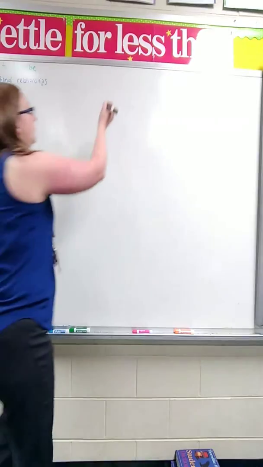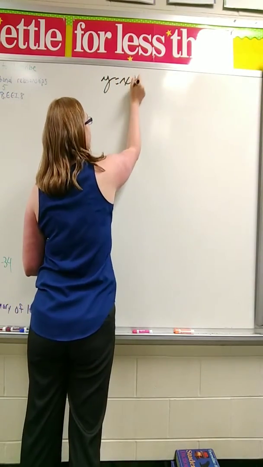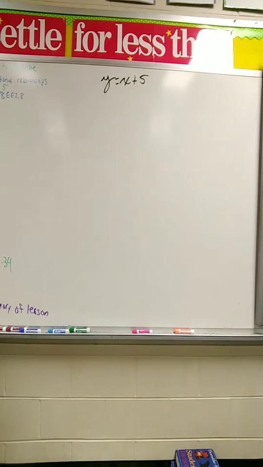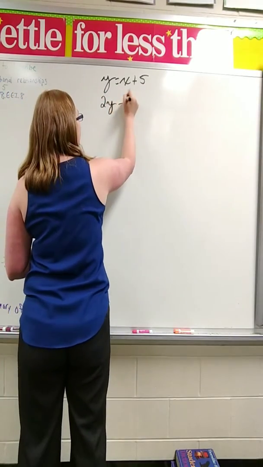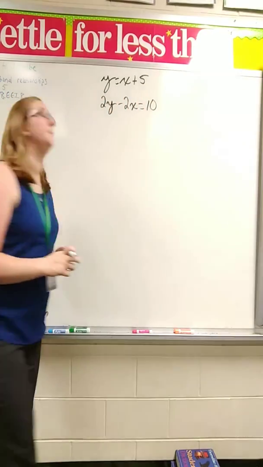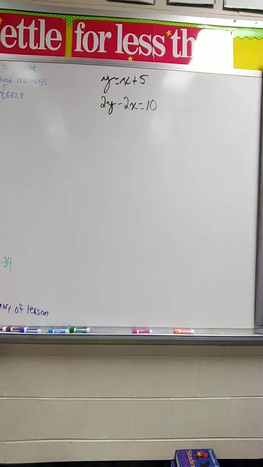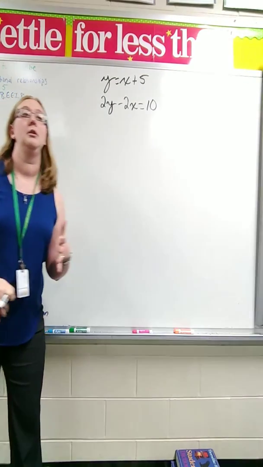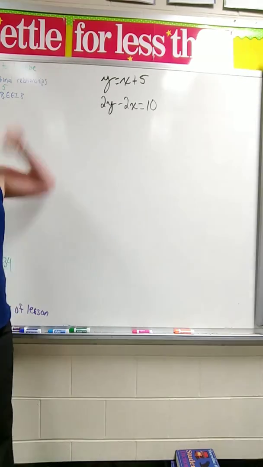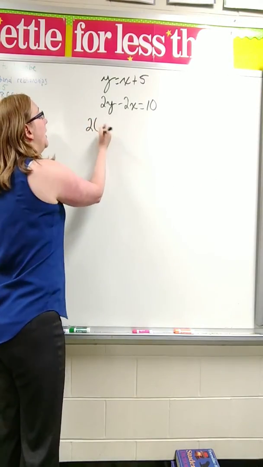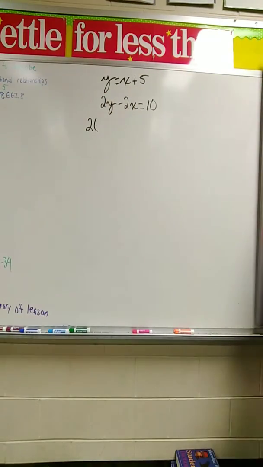y equals x plus 5. And then we have 2y minus 2x equals 10. Alright. So, do I have to do any manipulating to get an equation where a variable is by itself? No. So, what can I automatically substitute here? Right, I can substitute for y. What am I going to put in place of y? What am I substituting that y value with? x plus 5.